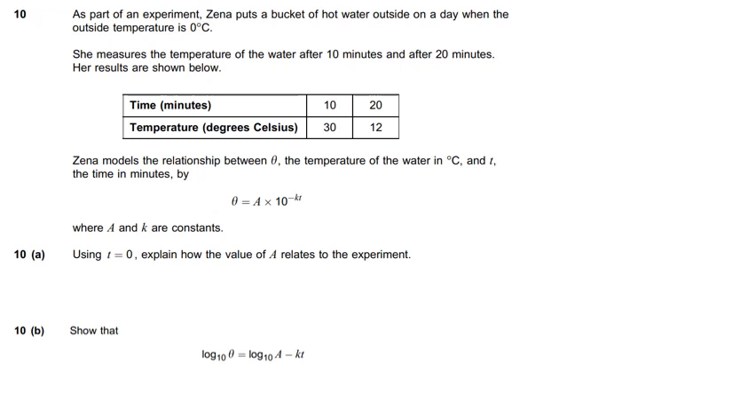So she says that theta, the temperature in degrees Celsius, is equal to A times 10 to the power of minus kt. First question, using t equals 0, what does the value of A represent here? So if I put t equals 0 in, I just get A times 10 to the 0, so I just get A. So in other words, A represents the initial temperature, starting temperature.